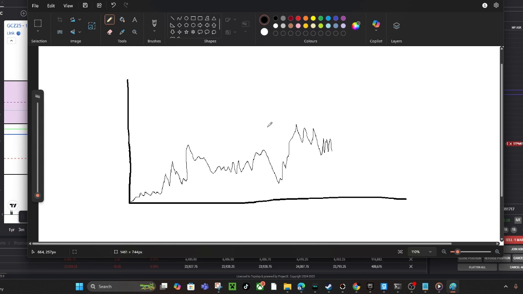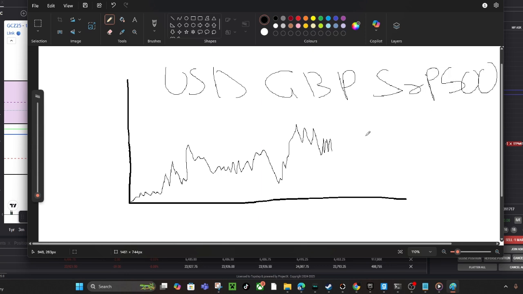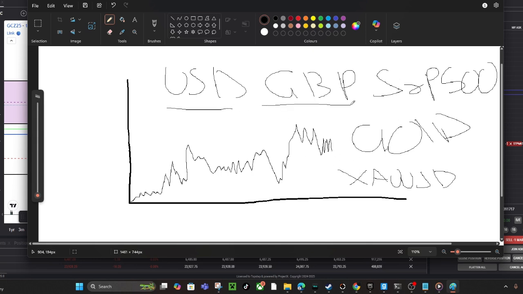This right here is a chart. For example, there are different indices that we use. So we trade US dollars. We trade GBP, the Great British Pound. We trade S&P 500. We trade gold, which is XAUUSD. So we trade all these different indices, yeah? So these right here are currencies, yeah? For example, this what we drew right here, we're gonna be putting as gold.